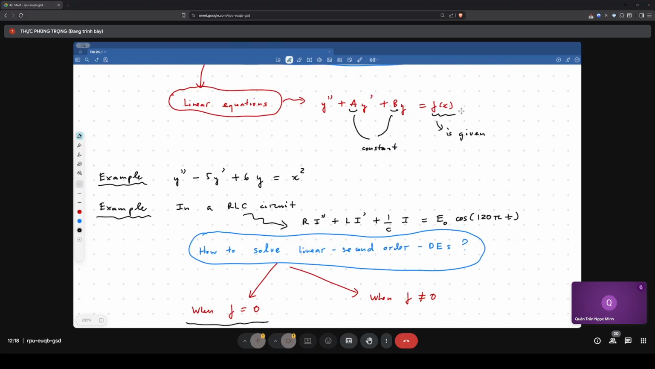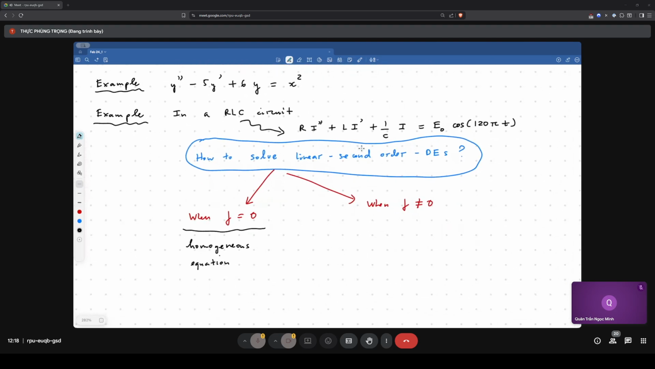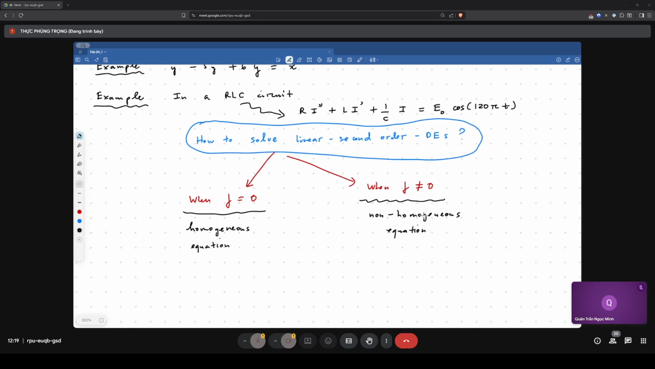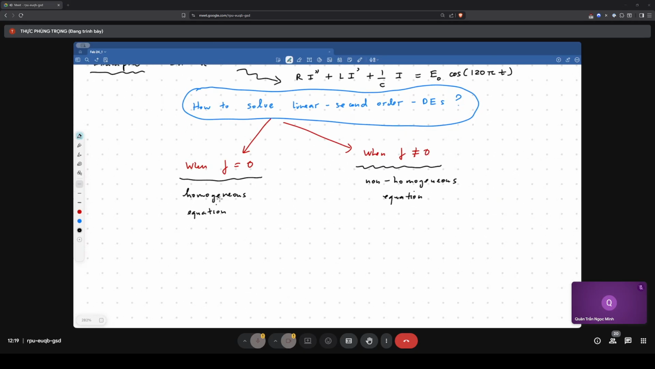So if f is zero on the right-hand side right here, you call this equation a homogeneous equation, similar to system of linear equations in linear algebra. And the one right here is, of course, non-homogeneous equation. Of course, non-homogeneous equations are more difficult than homogeneous equations, since you handle any function f. So let's look at homogeneous equations first and see how to solve.